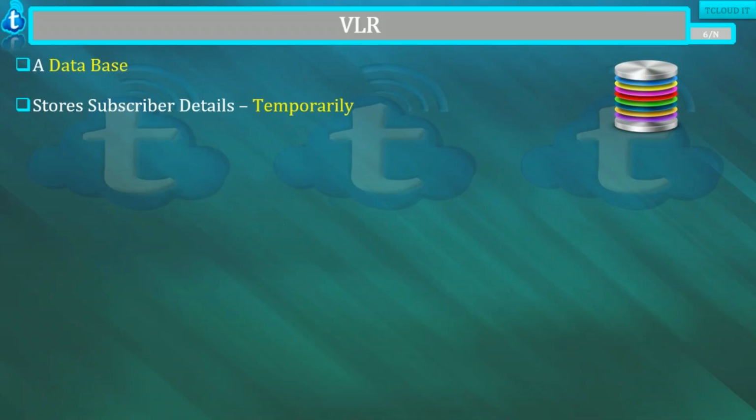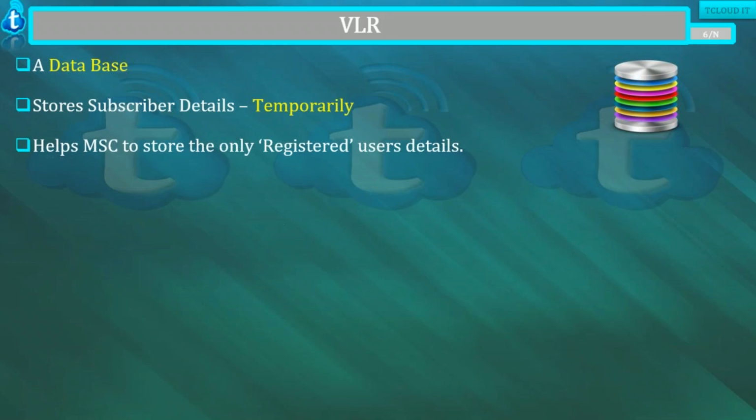This VLR is a database which stores the subscriber details temporarily, as long as the user is present under one MSC. It helps the MSC store the information of the users who are registered with that MSC. If there are 100,000 users registered with that MSC, this VLR would be storing the subscriber information of those 100,000 users in its database storage unit.